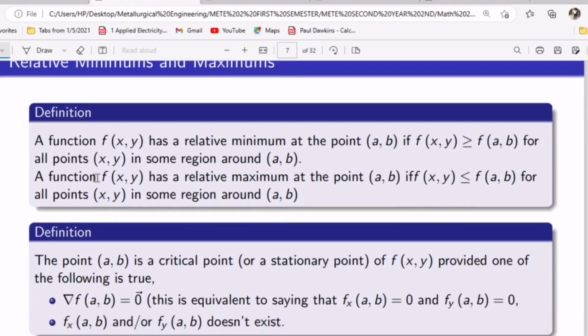But the whole idea is that at the end of this video, you'll be able to find the critical point, then use the critical point to find whether the function has a relative minimum, relative maximum, or saddle point. So these are some things that you need to know by the end of this video.